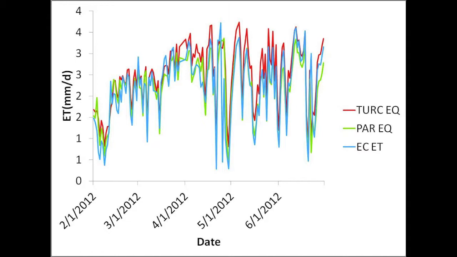However, do not let this graph fool you. Turc may seem to be just as accurate as my developed equation, but Turc has an average daily difference of ET values of 0.39 millimeters per day compared to the PAR equation's 0.2 millimeters per day. Also, Turc overestimates a 5-month sum of ET by 44 millimeters, whereas my PAR equation overestimates the same 5-month sum of ET by 0.3 millimeters.